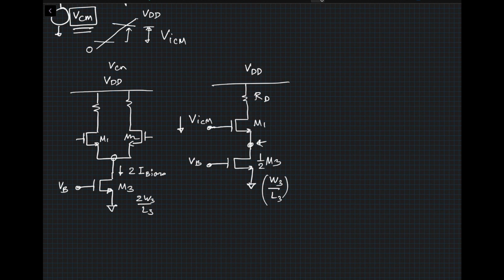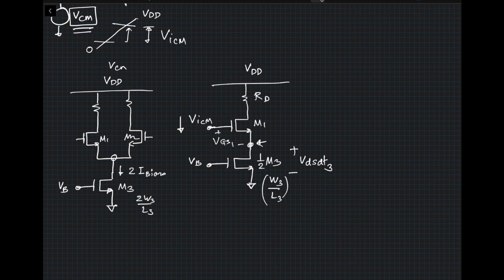And when would that happen? The minimum voltage to keep transistor M3 in saturation will be plus minus VDSat. Right now, let's just use the number 3, VDSat 3. And what is the value of VGS? VGS1. So as you start taking VICM low, the only thing that happens is this transistor M3 will come out of saturation.